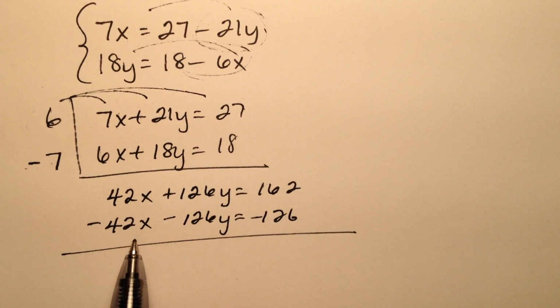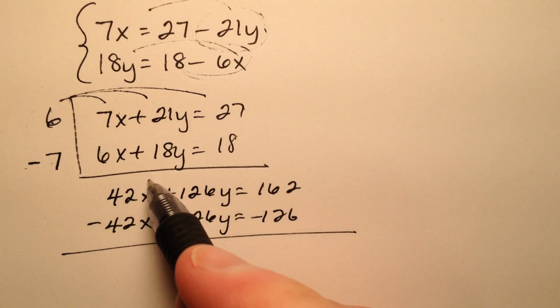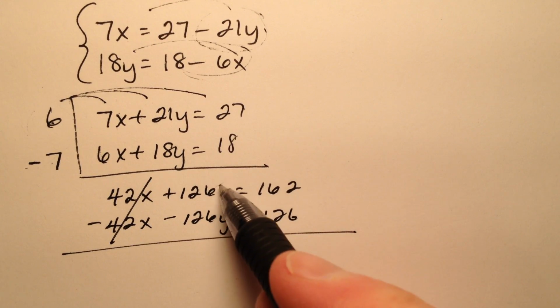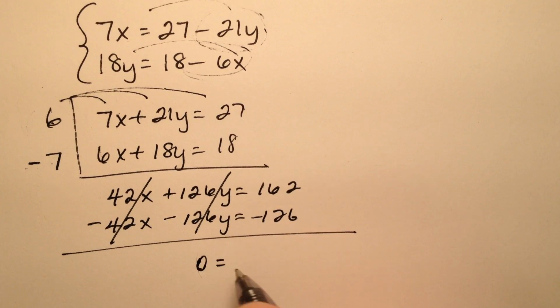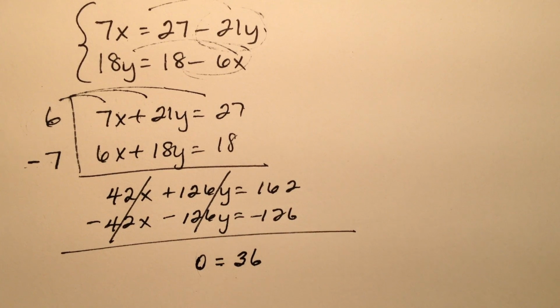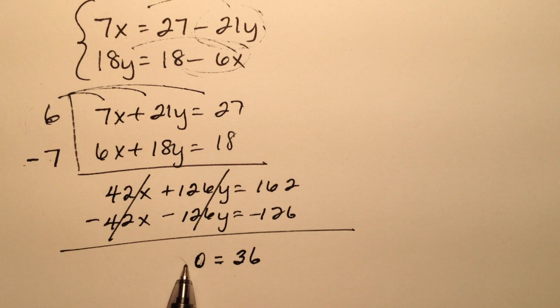Okay, well, something interesting happens here. Looks like my x's cancel. It looks like my y's also cancel. So I'm left with a 0 on the left side. And on this right side, I have, what, 36? So 0 equals 36. Well, all of my variables have canceled.